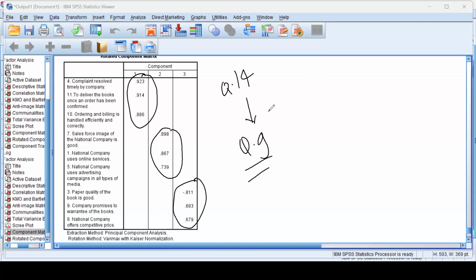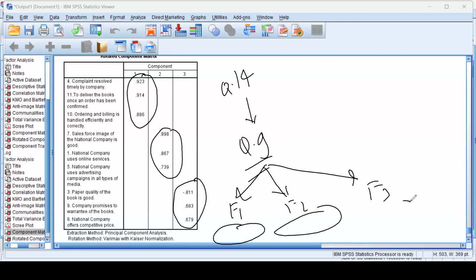It removed 5 questions, and then the 9 questions: under factor 1 there are 3 questions, under factor 2 3 questions, under factor 3 3 questions, and then summarize means giving the name. So it is a data reduction technique and summarization.